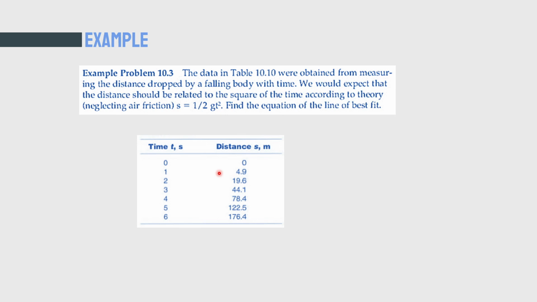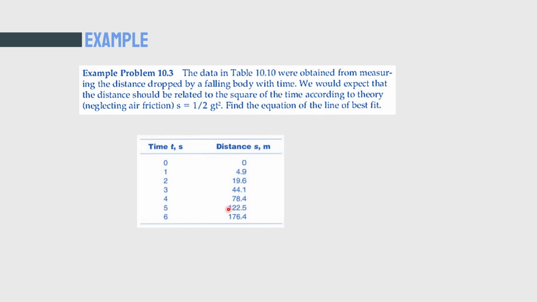Now let's take an example on this topic. We have a data in this table. They are obtained from measuring the distance dropped by a falling body versus time. Now we expect that the distance should be related to the square of the time according to the theory. Neglecting the air friction, S would be equal to 1 divided by 2 gt squared. Find the equation of the line of best fit.